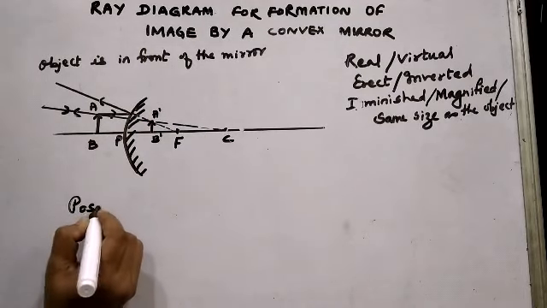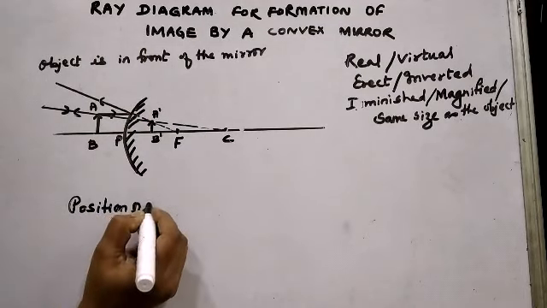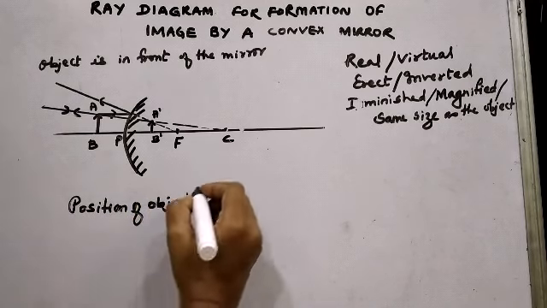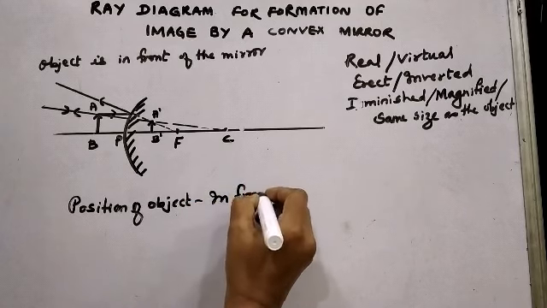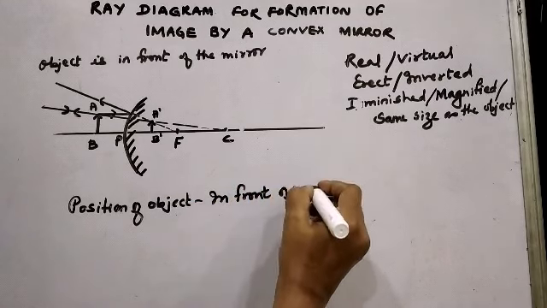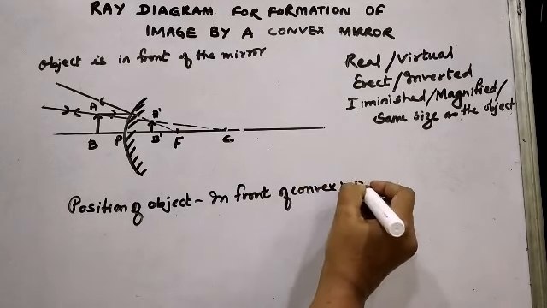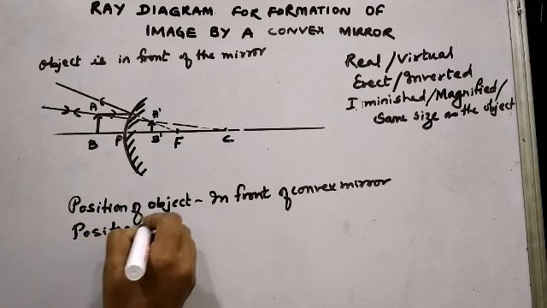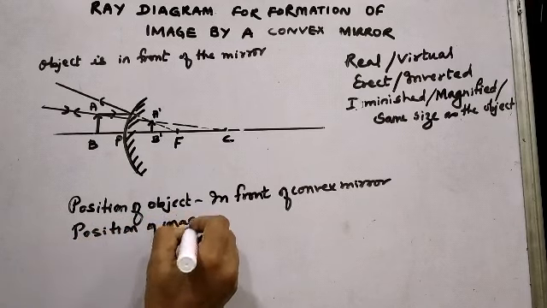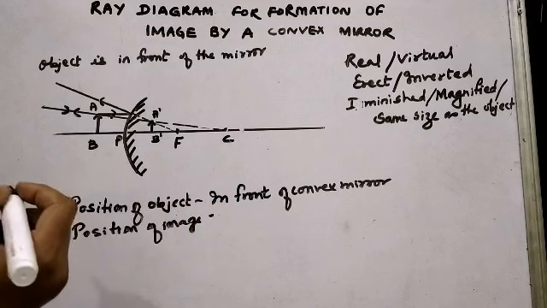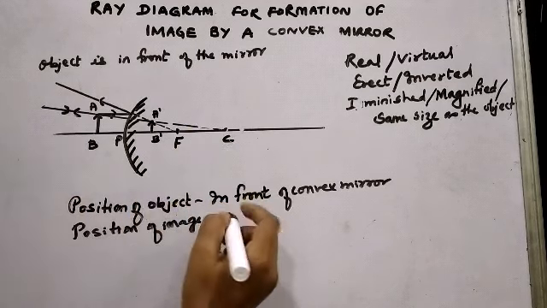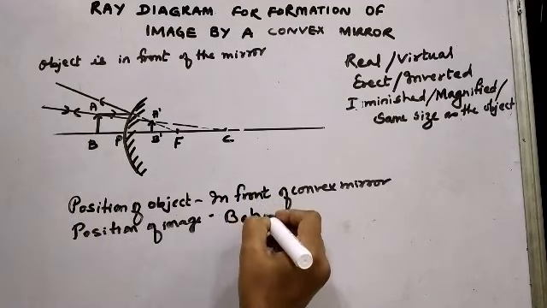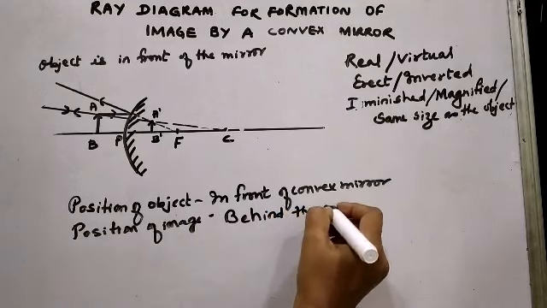So position of object is in front of the mirror, isn't it? In front of convex mirror. Position of image is behind the mirror. If the object is in front, image is formed behind the mirror. So position of image is behind the mirror.